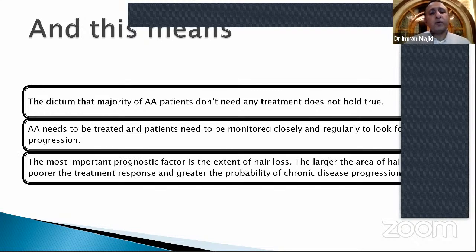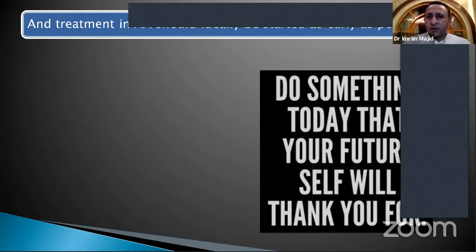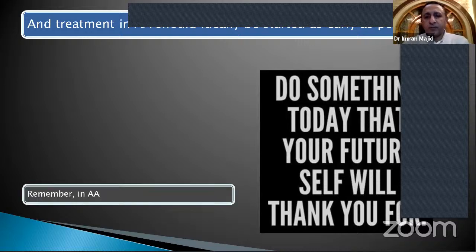The most important prognostic factor is the extent of hair loss. The larger the area of hair loss, the poorer the treatment response and the greater the probability of chronic disease progression. The prognosis is less favorable with nail changes or atopic disease, if the disease starts at a younger age, or if the disease is associated with any autoimmune process. And treatment in alopecia areata should ideally be done as early as possible.